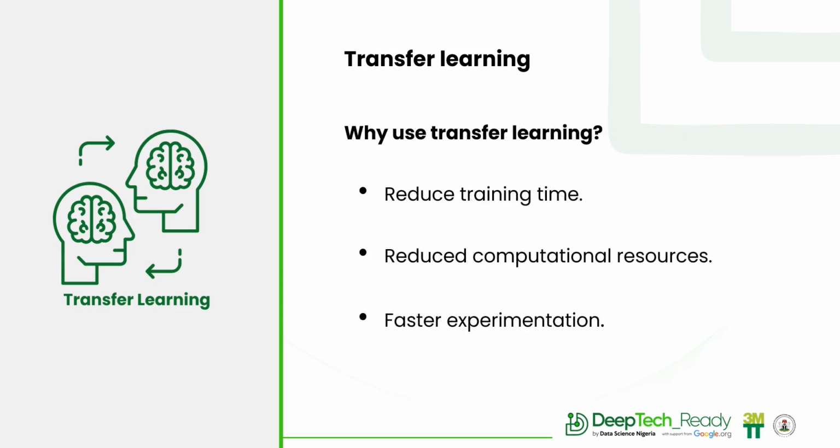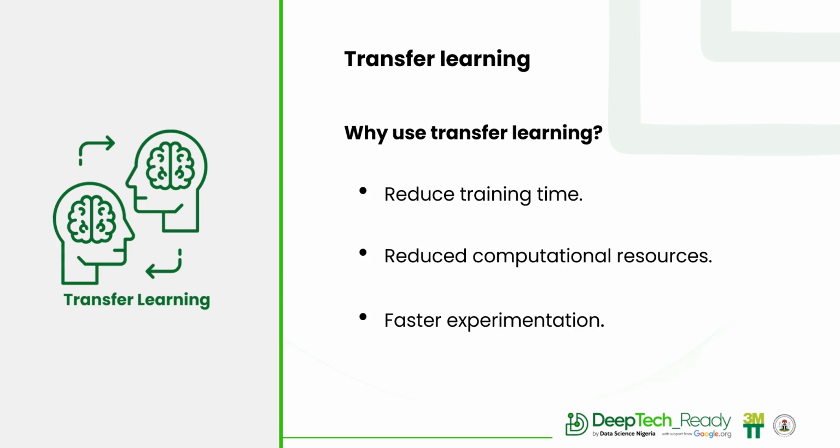All right. So, why do we need to use transfer learning? Transfer learning reduces training time. It also reduces computational resources, and it also does what we call faster experimentation. When we say reduced training time, one of the reasons why a model takes a lot of time to learn when you train it is that a model basically needs to learn every feature.